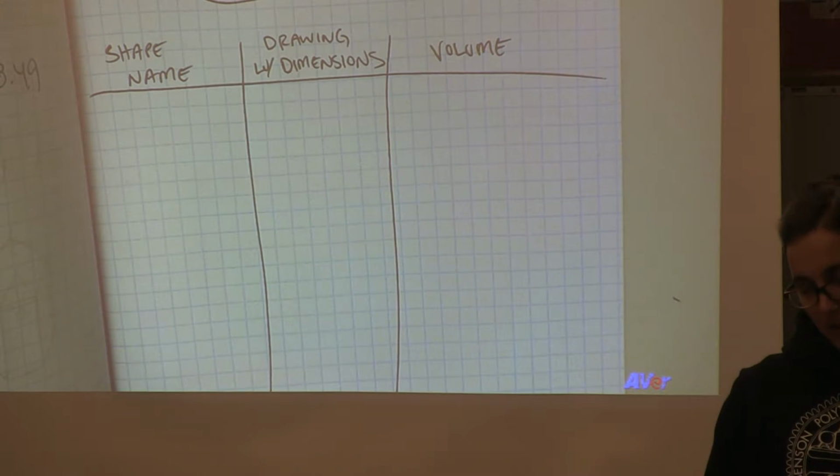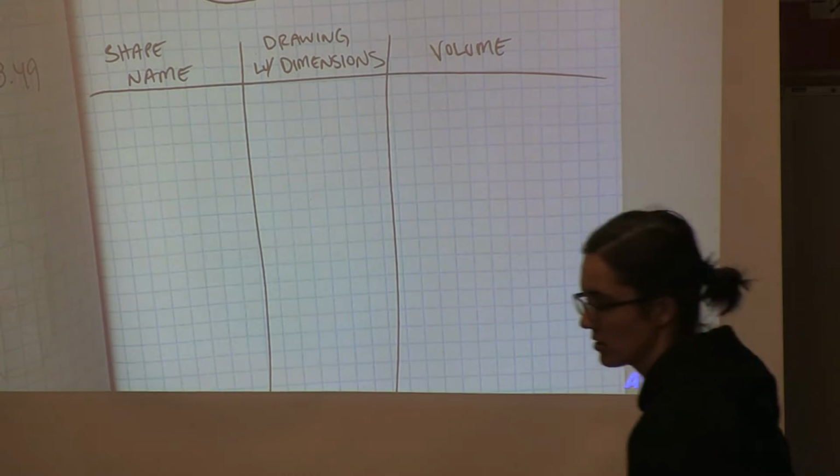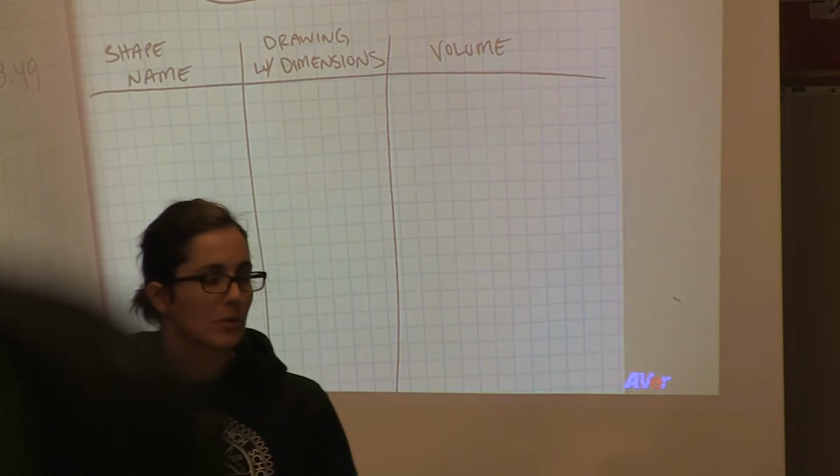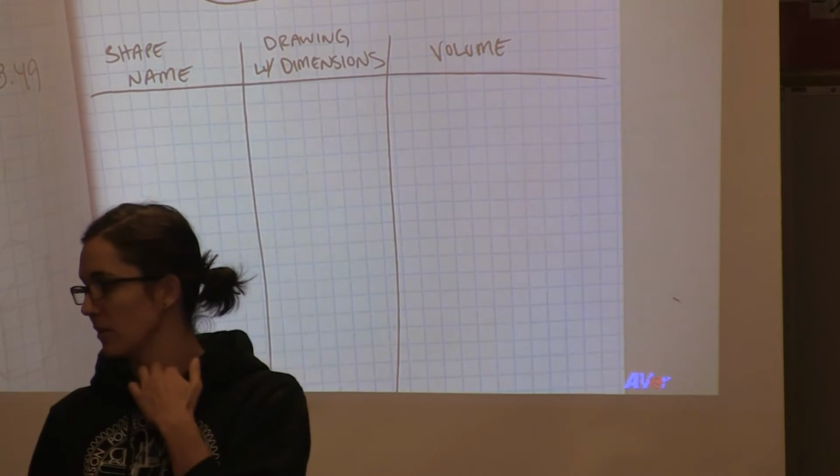Without talking, I need each person to take one shape from the box. Whoa, without talking. We are going to be finding the volume of these shapes. I'll remind you that you found the surface area of these shapes a bit ago.